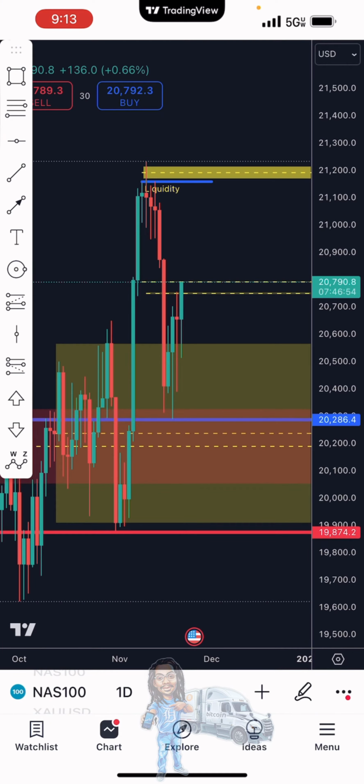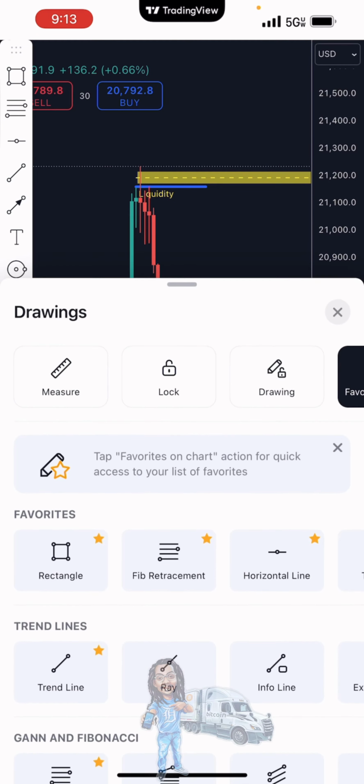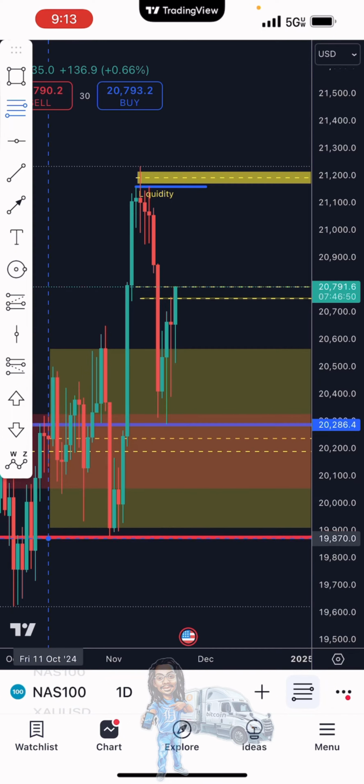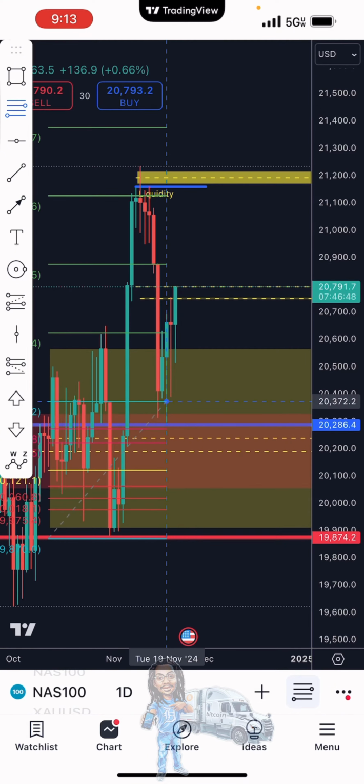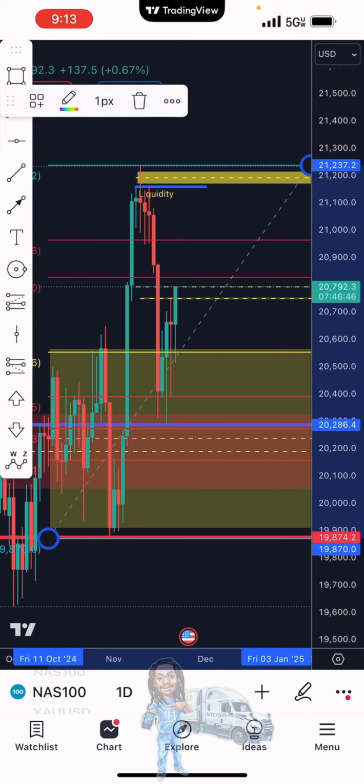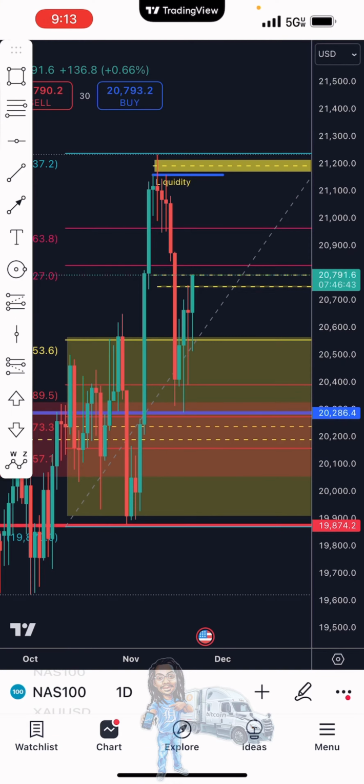First thing I do is I look at the range, right? I always want to know what range I am in. So to identify a range, you just need a swing high and a swing low. All right, so here's my range. I put my fib from this swing low all the way up to this swing high right here, and this whole thing is my range.